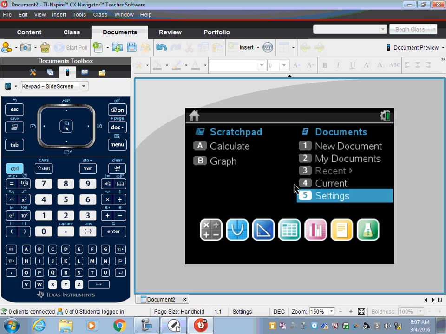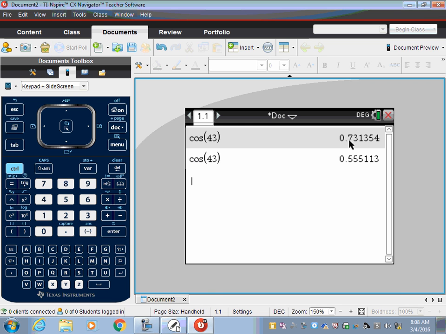So let's look at this real quick. We're going to round to 1, 2, 3, 4 decimal places. So I'm looking at the 3. I look to the right of that. That's a 5. So my answer is 0.7314.